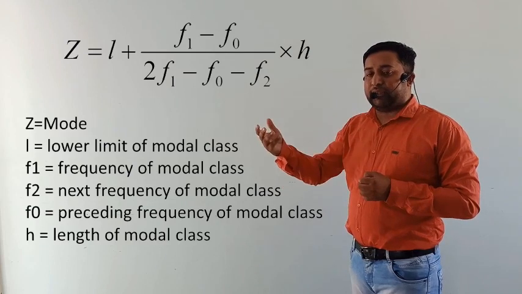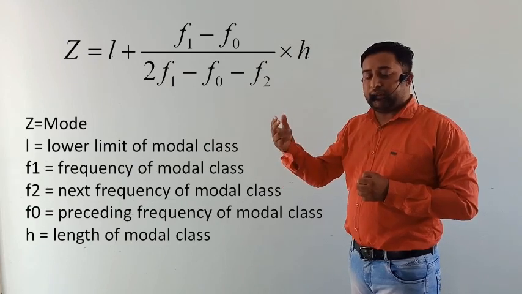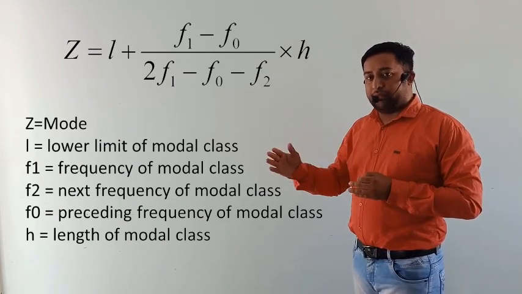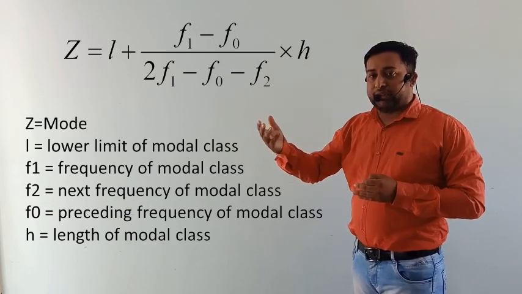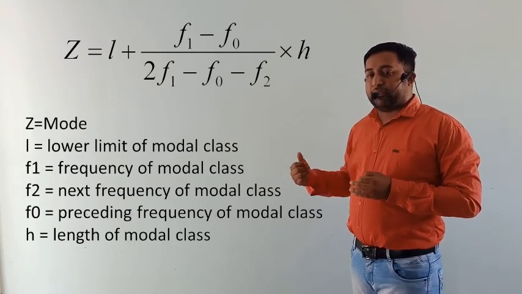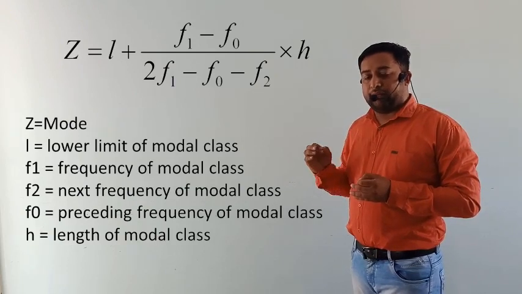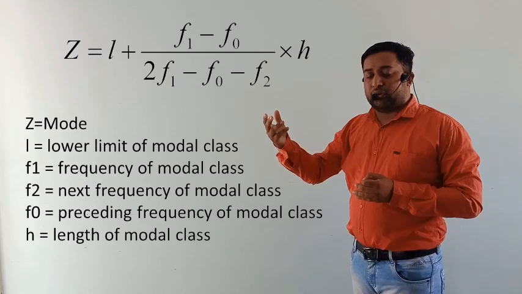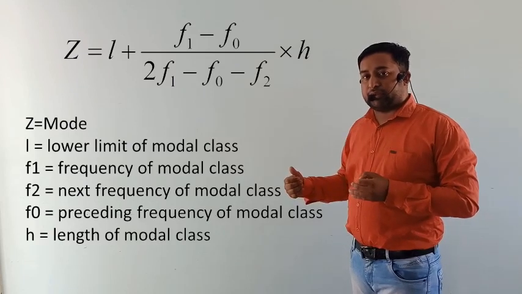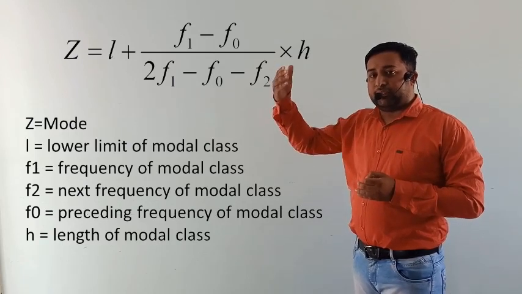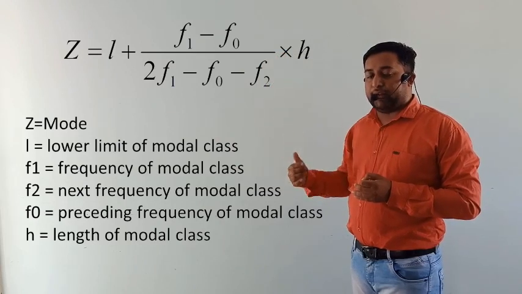The preceding frequency is called F0, and the next frequency is called F2. The modal class frequency is called F1, the preceding frequency is called F0, the next frequency is called F2. So all three are in a line: F0, F1, F2.